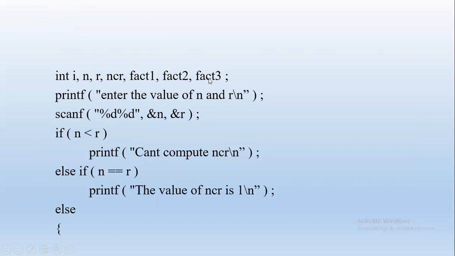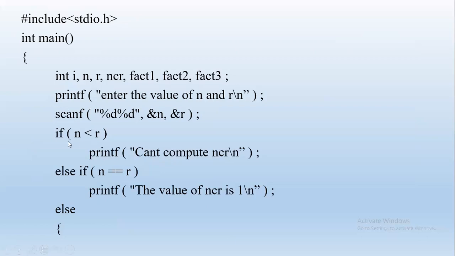We have taken 3 variables so that we can easily compute the factorials and then substitute in the formula. So that is the reason we take 3 variables, fact1, fact2 and fact3. Then we also have the header file and main as usual. And then say we have given 5 and 3. So it satisfies the condition.